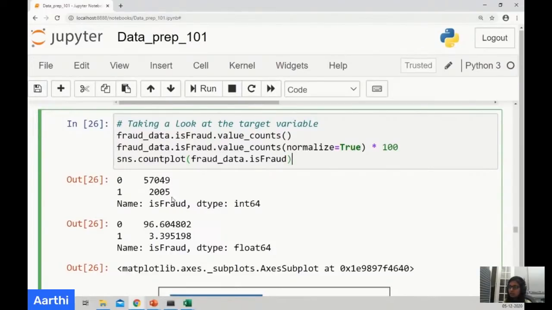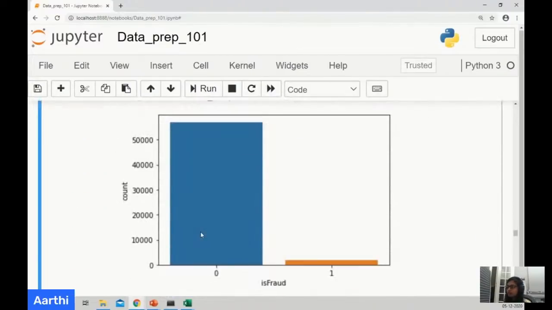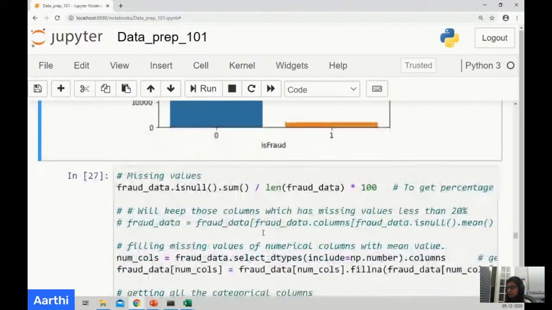So if you look at it, only 2,000 out of the 59,000 are fraudulent transactions, right? So very, very less. So 3% of the transactions are fraudulent and 96% of them are not. So this is the distribution, and we have missing values in this.